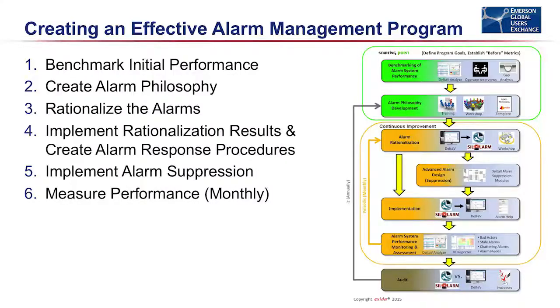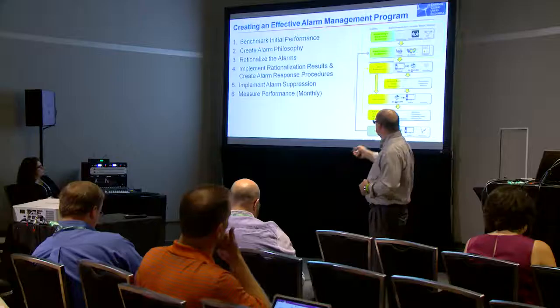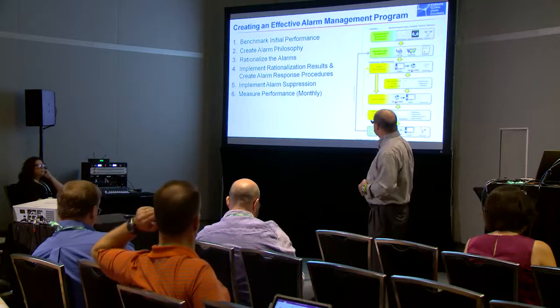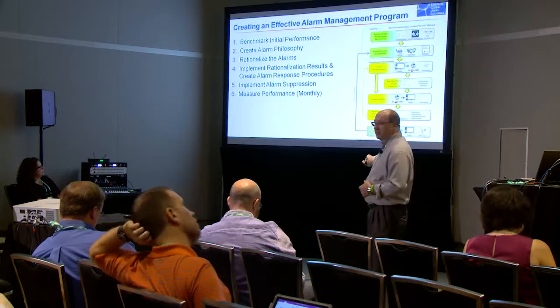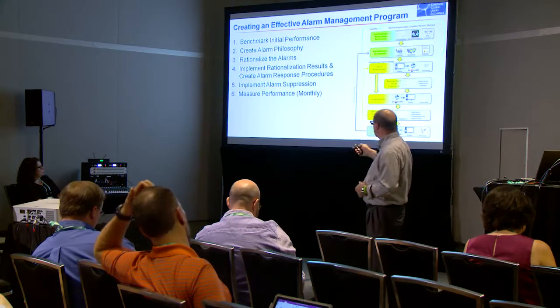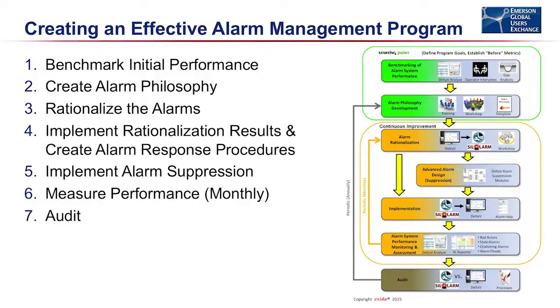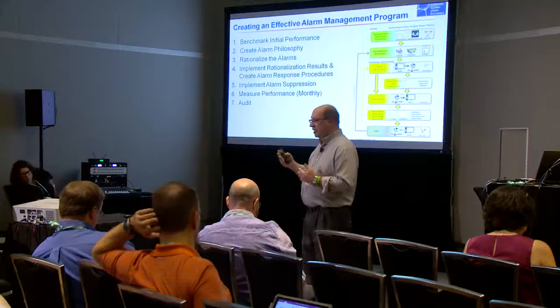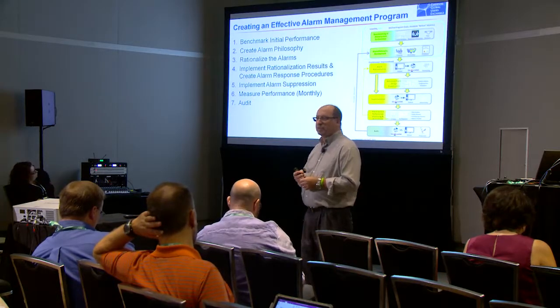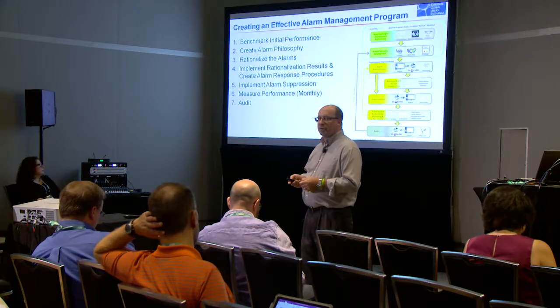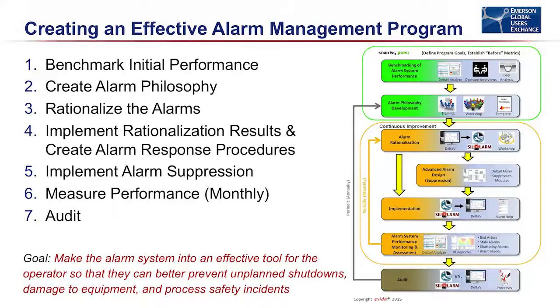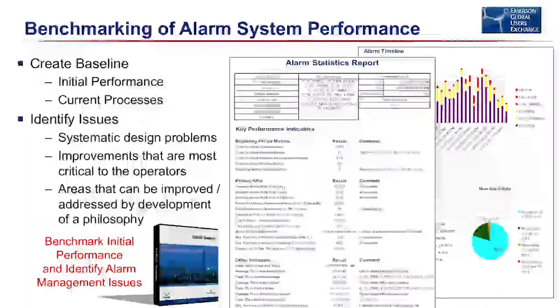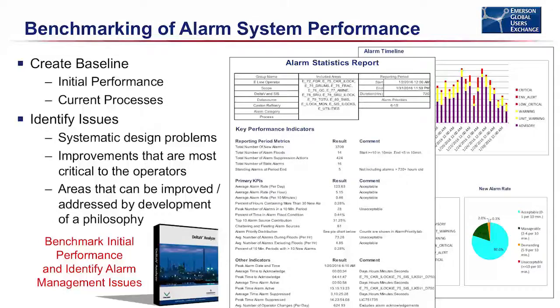The final step in this continuous improvement mode here is to measure your performance on a monthly basis. So you're benchmarking, you're defining your philosophy, and then you're getting into a continuous improvement program where you're cycling back between all those steps. And then the final step, part of the program, is to audit what's happening. Audit the database, audit the processes and procedures that you're actually using to make sure you're following what you said you would. And the whole idea is to make the alarm system into a viable tool for the operator to drive performance and process safety. So let's start and we'll walk through those different stages of the alarm management improvement program.